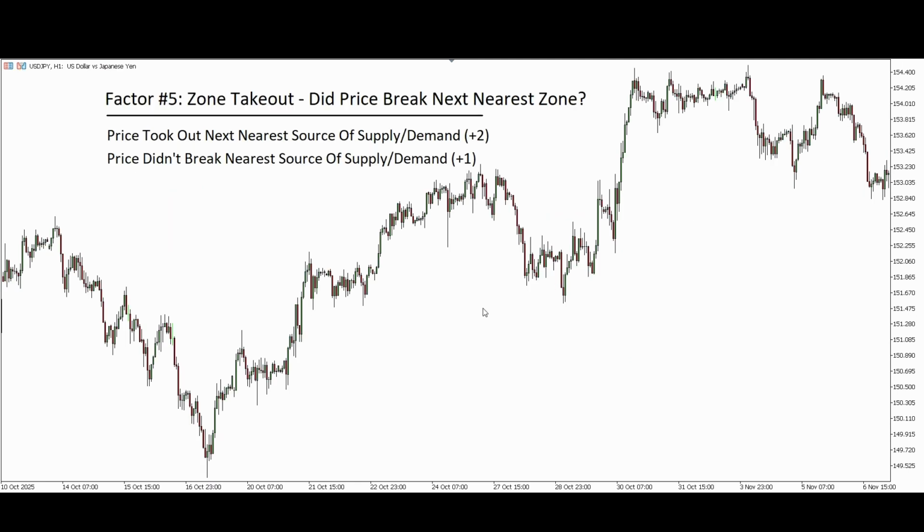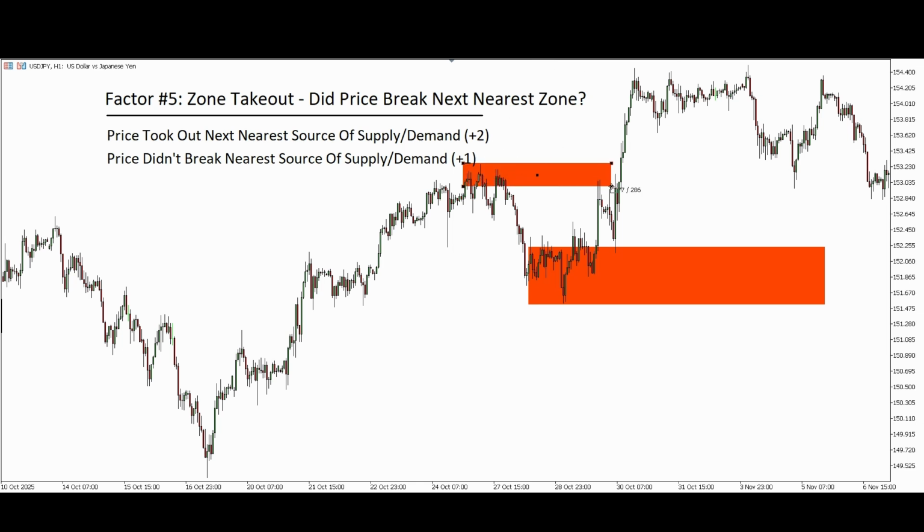For our final factor, we're going to look at zone takeout, and the question we ask here is simple. Did price break the next nearest opposing supply or demand zone? Let's set the scene. At the lower level, we have a newly formed strong demand zone, the potential source of buying power. Immediately above it, we have the nearest obstacle, the supply zone. This supply zone represents the next area where sellers are awaiting to defend their turf.